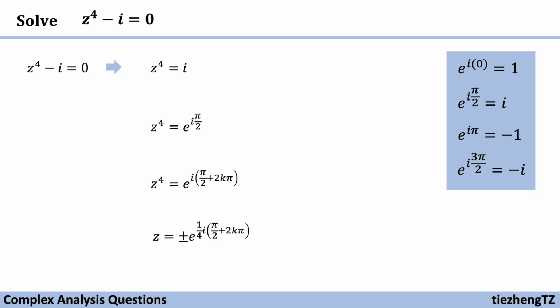So we can get z, which is, because we have the power of 4, so don't forget the plus minus here. Therefore, the final answer is z equals plus minus e to the power of 1 over 4 times i times (pi over 2 plus 2k pi). And of course, you can just substitute k with 0, 1, 2 to get some specific values.